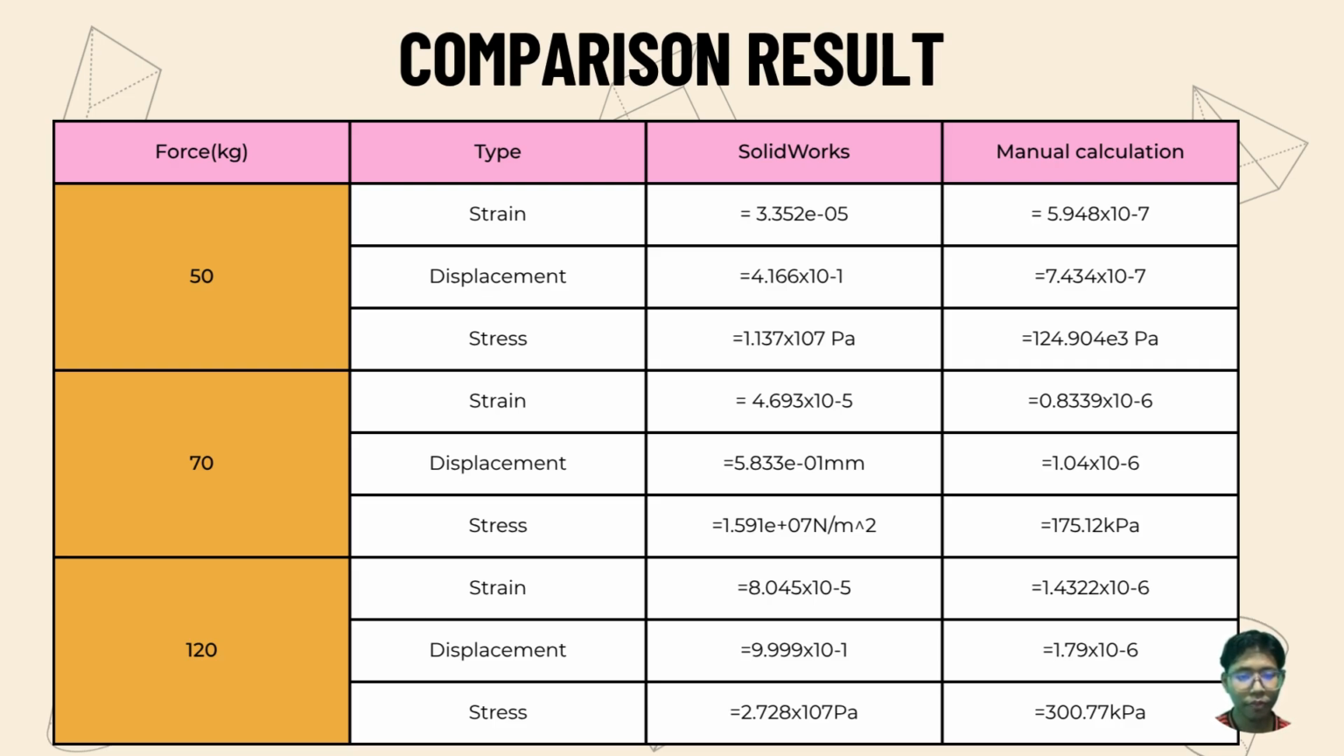For the comparison result part, based on the parameters given, for the first one, 50 kg, the value from SolidWorks result and manual calculation result have a little bit difference for strain, displacement and stress. Same goes with the 70 kg parameter. It also has a different value between SolidWorks result and manual calculation result, for the strain, same goes with displacement and stress. And for the last parameter given, 120 kg, it also has different value from SolidWorks result and manual calculation result.